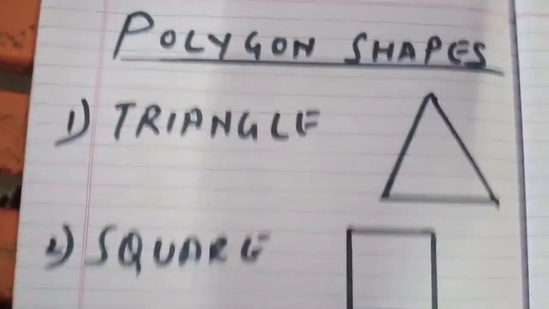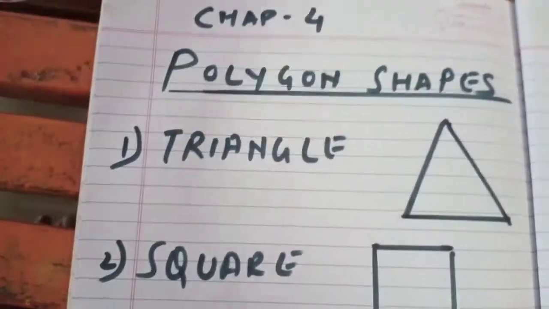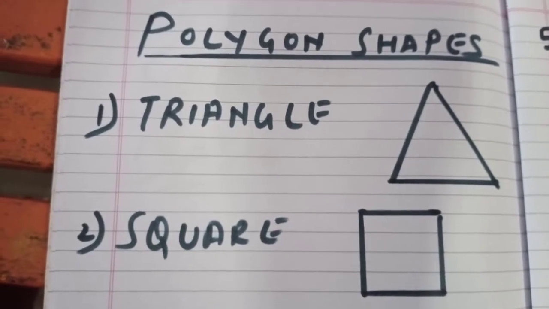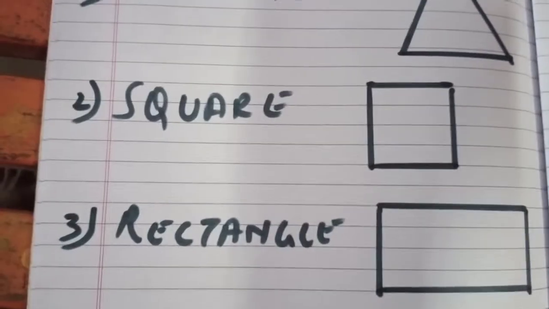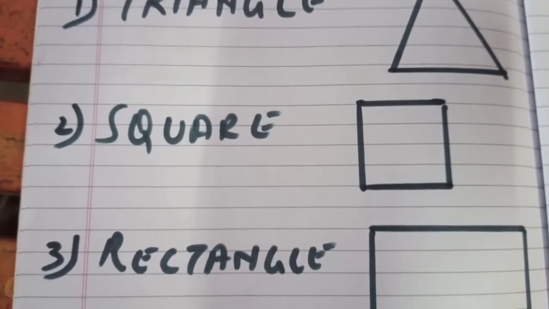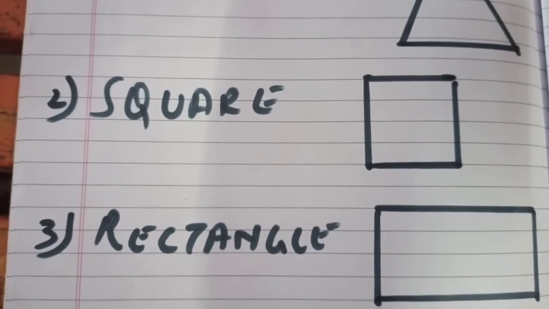The second one we are going to cover is a square. As you can see in the video, all the four sides are equal. It's a square polygon. The next one we are going to see is a rectangle. You all have studied about the different shapes. What is a square? What is a rectangle? What is a triangle? So this polygon is known as a rectangular polygon.